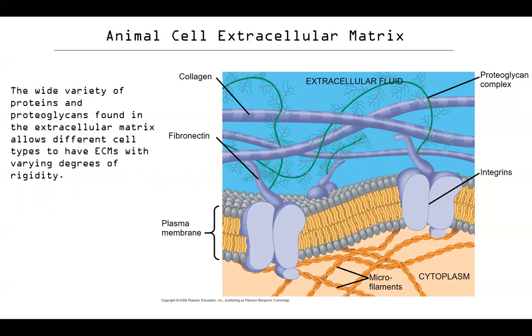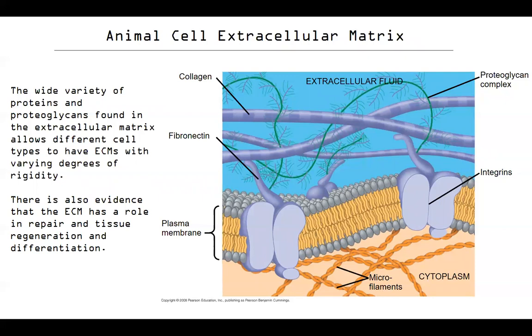There's also some interesting evidence that the extracellular matrix has a role in tissue repair and regeneration. Thinking about these structural proteins and polysaccharides like hyaluronic acid, we see a lot of this repair motif, even repairing wounds and things. And this can also be involved in tissue differentiation, so becoming one type of tissue as opposed to another type of tissue.